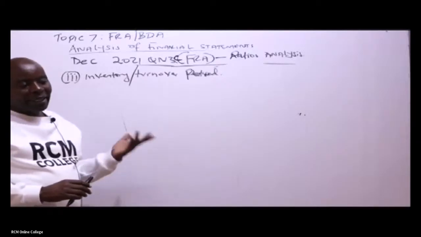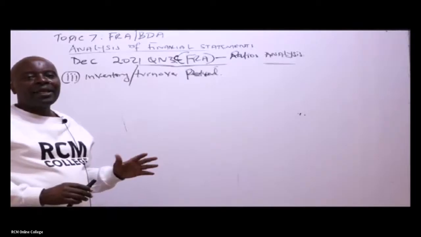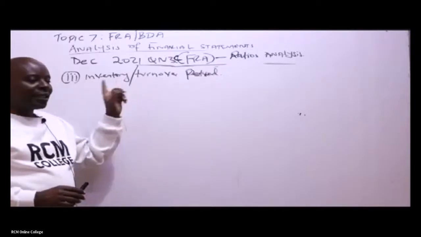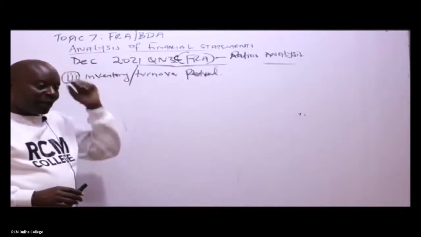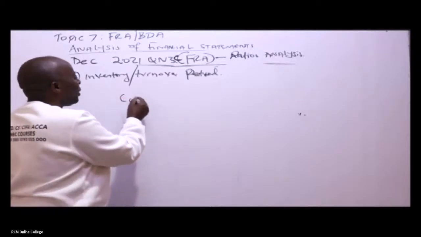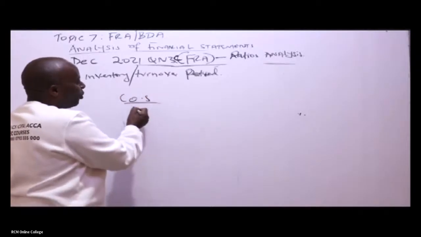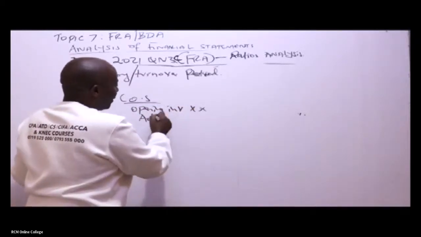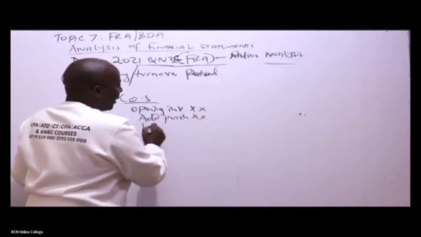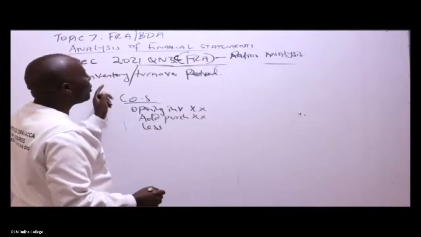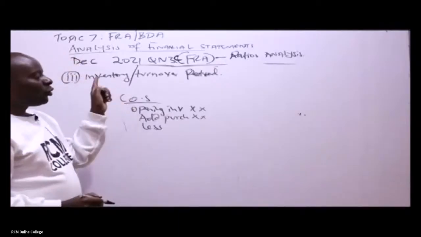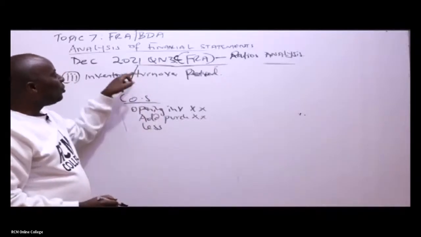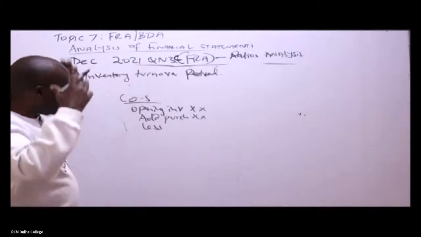But now I'm a bright student. Being a bright student, I know that we don't find inventory in sales. Where do we find inventory? We normally find inventory under cost of sales. Because under cost of sales, we normally say it's opening inventory. We add the purchases. And then we less closing. So in short, inventory is normally found under cost of sales. It is not found under sales.